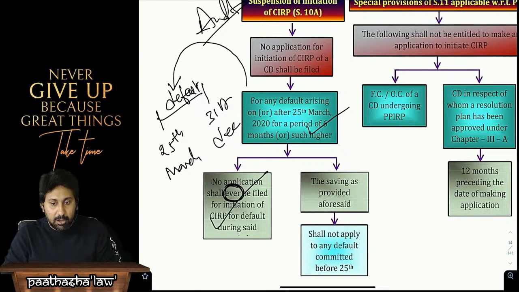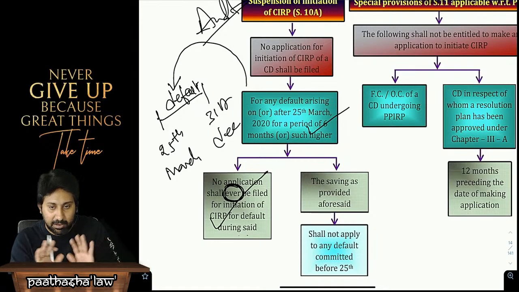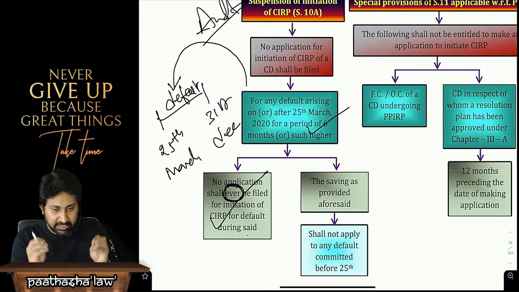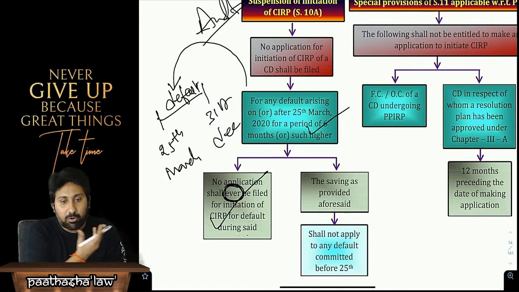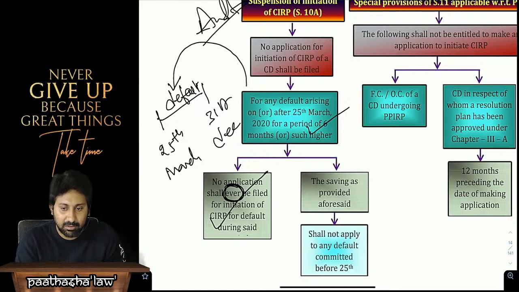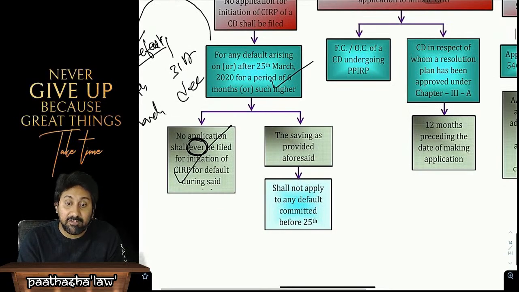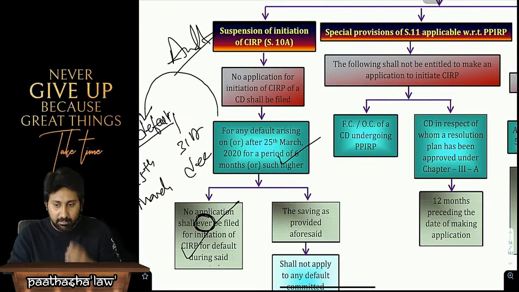But sir, if default was committed before 25th March and continued during the period, those are subject to CIRP. This protection is a shield only for defaults during the COVID period. If you defaulted before COVID, why should I protect you? So the saving as provided aforesaid shall not apply to any default committed before 25th March. Hope everyone understood section number 10A.